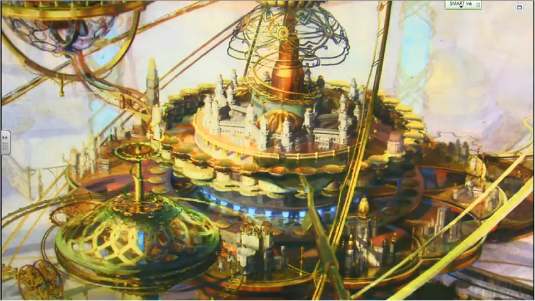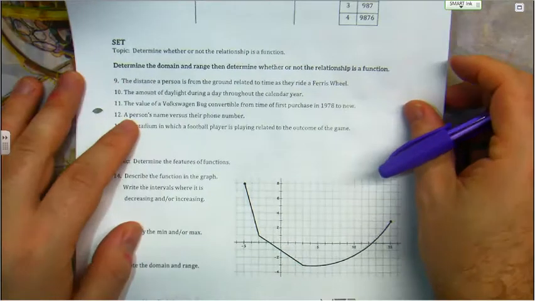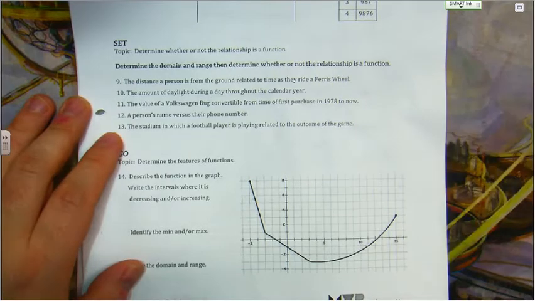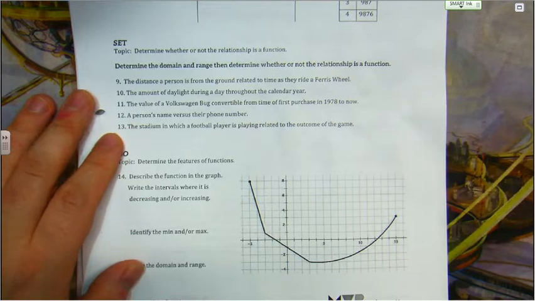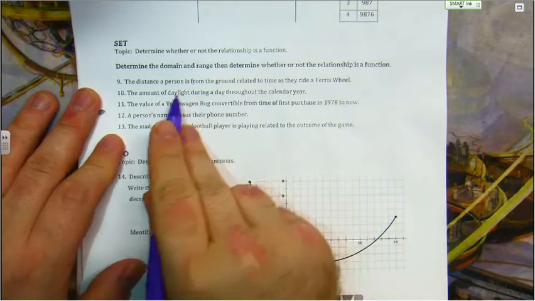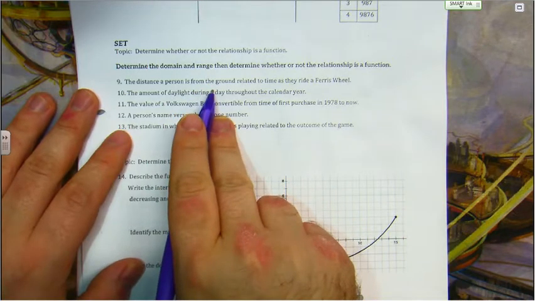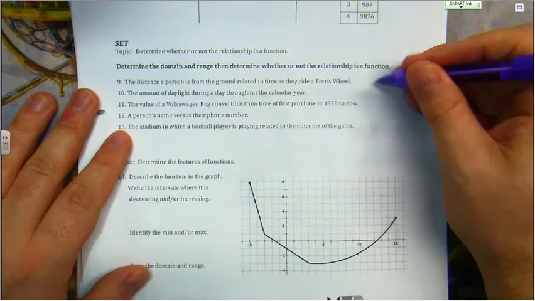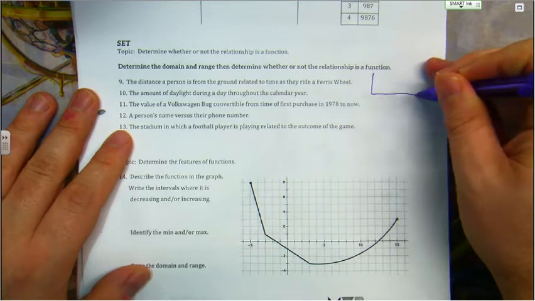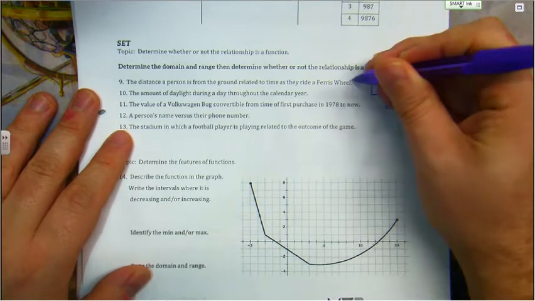All right. Let's go to the next one. Determine the domain and range and determine whether or not it's a function. So the distance a person is from the ground related to the time they ride a Ferris wheel. So what would that look like? Okay, so this is time, this is distance.